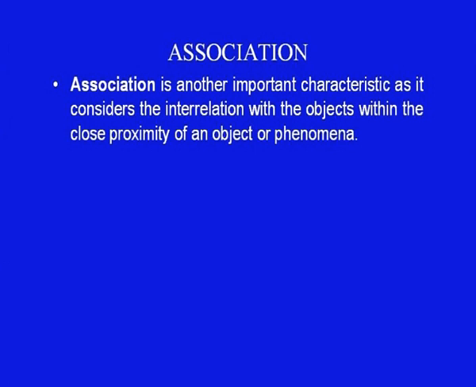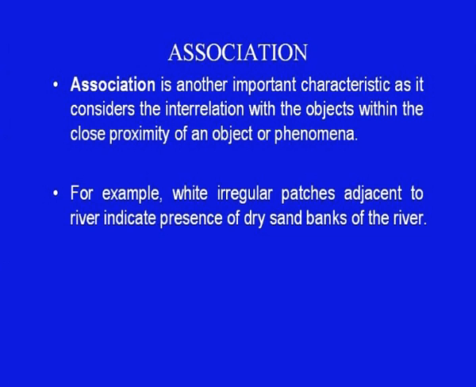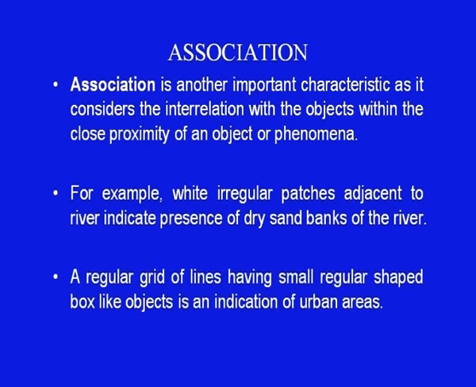Next characteristic is association. Association is another important characteristic, as it considers the interrelationship between objects within the close proximity of an object or phenomena. For example, white irregular patches adjacent to a river indicate the presence of dry sands of the river. The regular grid of lines having small regular shaped box-like objects is an indication of an urban area, as we have already seen in a previous image.